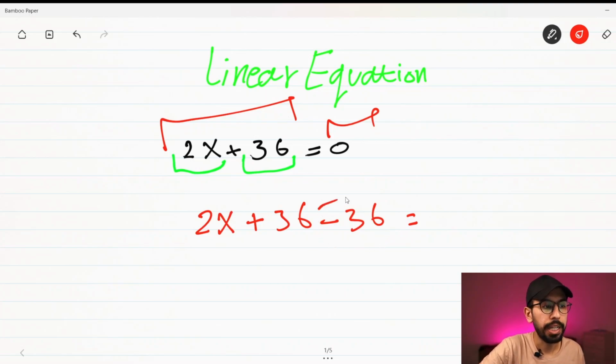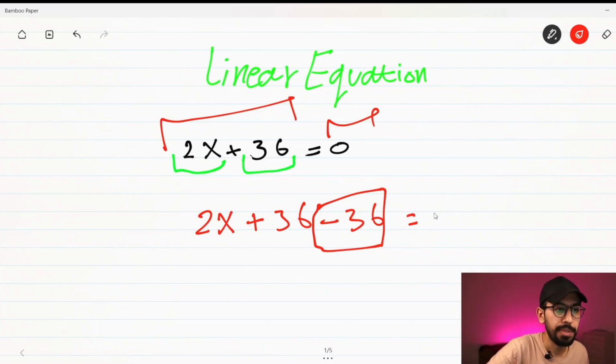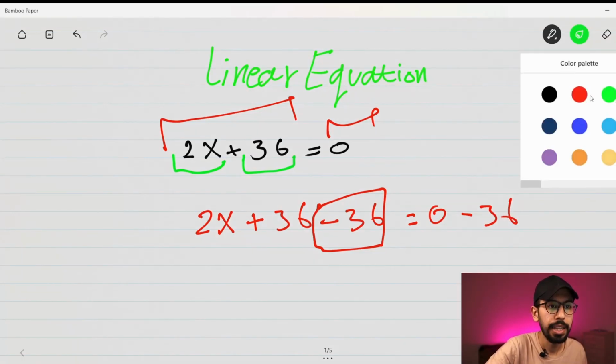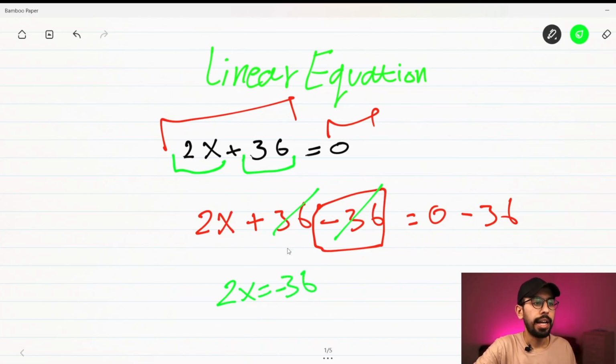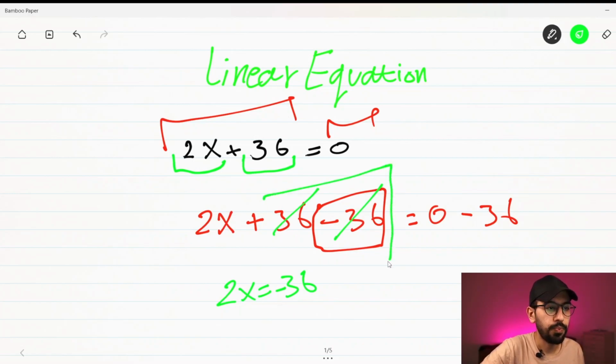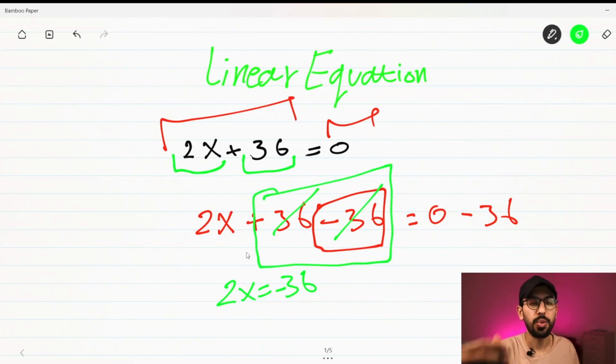But it is not like that. When we add an operation or term on one side, we need to add it to the other side too. So that means we have 0 minus 36 on this side. And that means this negative 36 will go with this positive 36, and we will have just 2x equals 36 minus 36. And this step here, we will not do it anymore. It's just a waste of time. We will just jump to the other side and put the negative 36 on the other side directly, and it is easier like that. So let's jump into the examples.